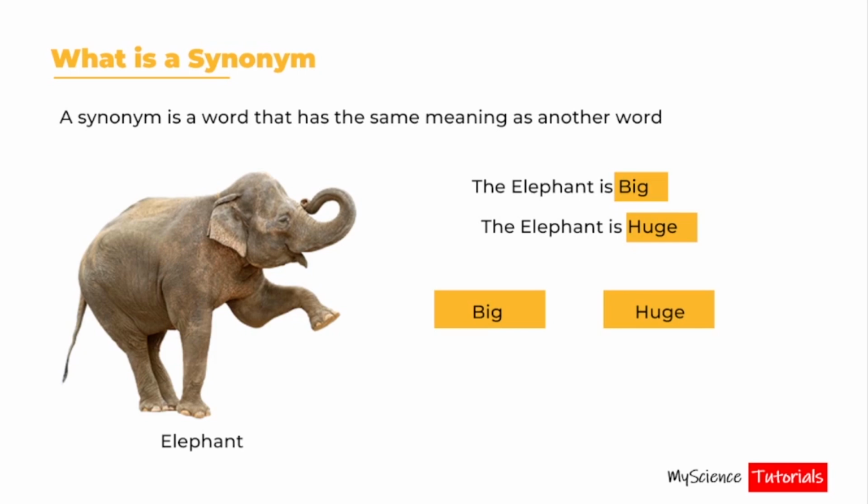So over here, the words big and huge are synonymous. They all mean the same thing. So that is what a synonym is, and that is a typical example of a synonym.